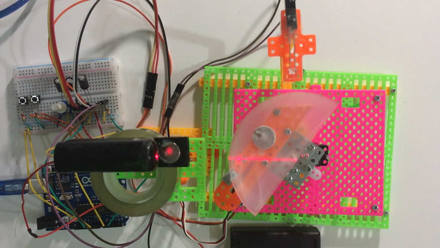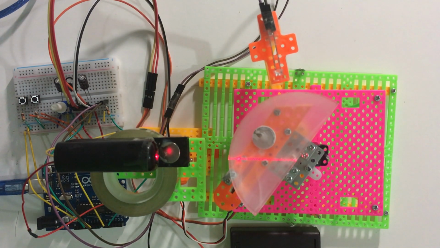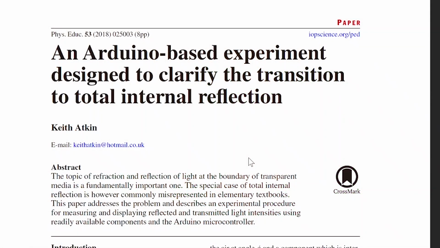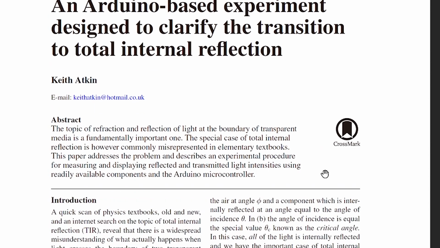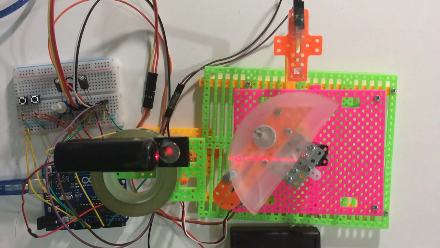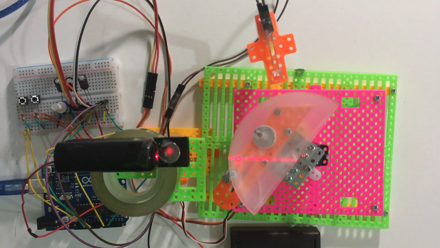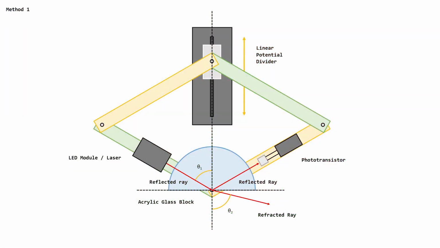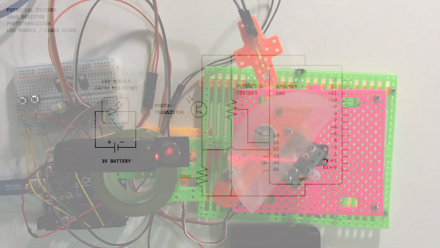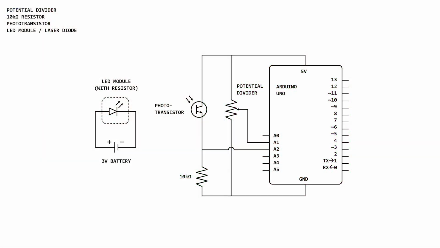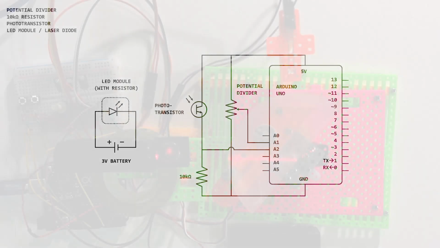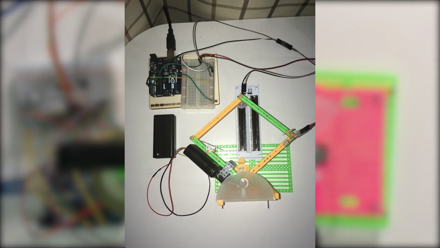This is a redesigned experiment setup based on Akin's paper, an Arduino-based experiment designed to clarify the transition to total internal reflection. The original method uses an optical pantograph to ensure the laser and the phototransistor are symmetrical on each side of the normal. The advantage of this method is that it converts the angle into electric signals that the Arduino can read, but this method needs the operator to take data manually.